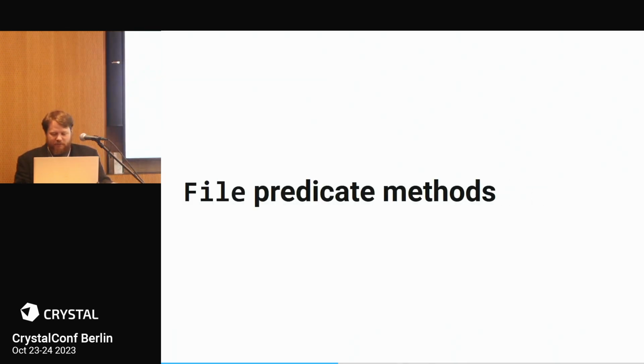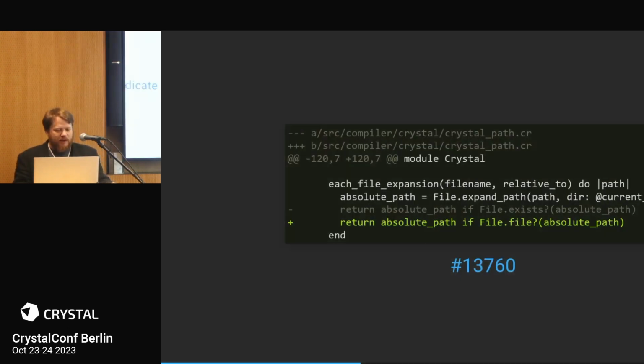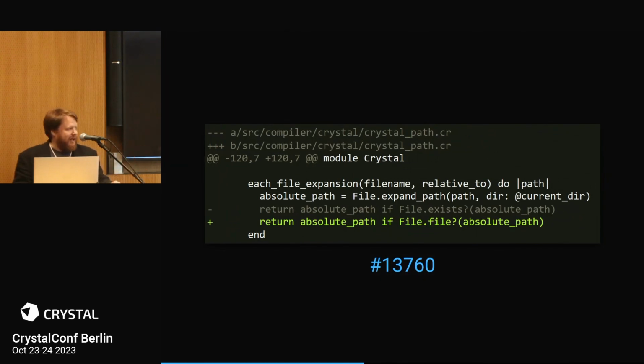Next story, it's a bigger one maybe. It's about predicate methods on the file module. So this was also sparked by a bug in the compiler. Just to show a little example of the diff that fixed the bug. There was a call to file.exists, checking if some path exists in the file system. And we had to change it to something else, in this case file.file, because exists checks if something exists at that location, and that something might be a directory.